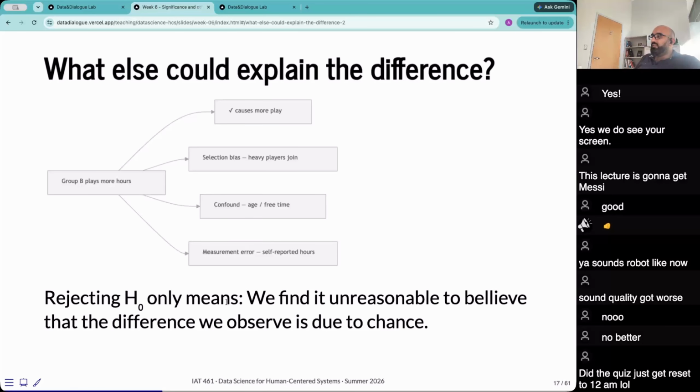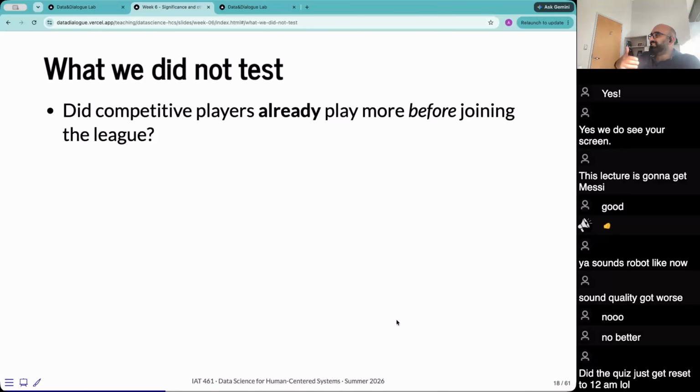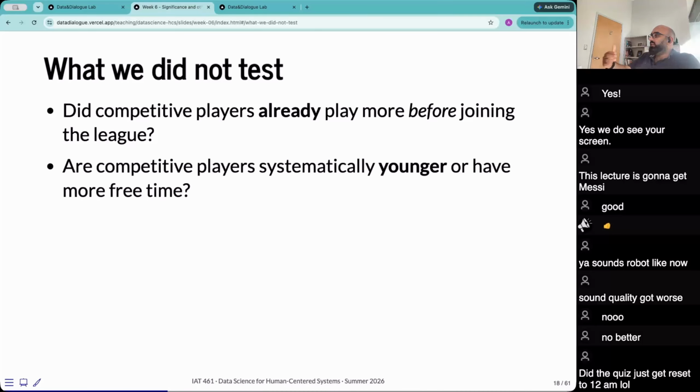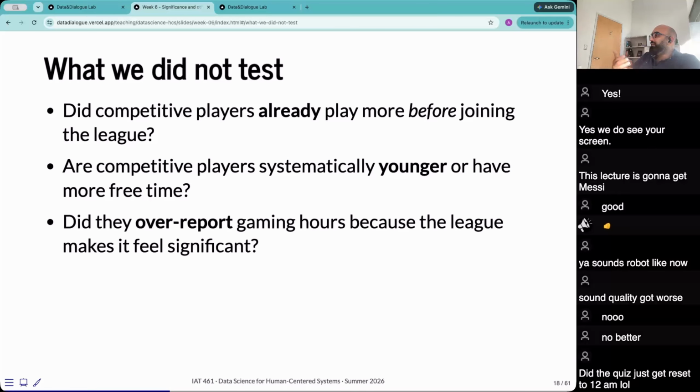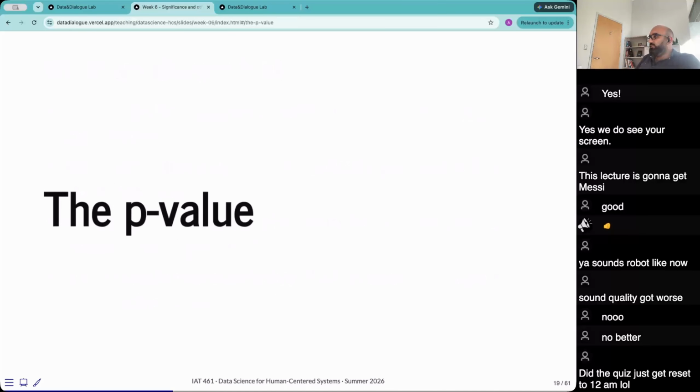So rejecting the null hypothesis only means we find it unreasonable to believe that the difference we are observing is due to chance. That's basically what we are observing, okay? What we do not test is, did competitive players already play more before joining the league? Are competitive players systematically younger or have more free time? Did they over-report gaming hours because the league makes it feel significant? Is our sample representative? These are not the things that we respond to, okay?